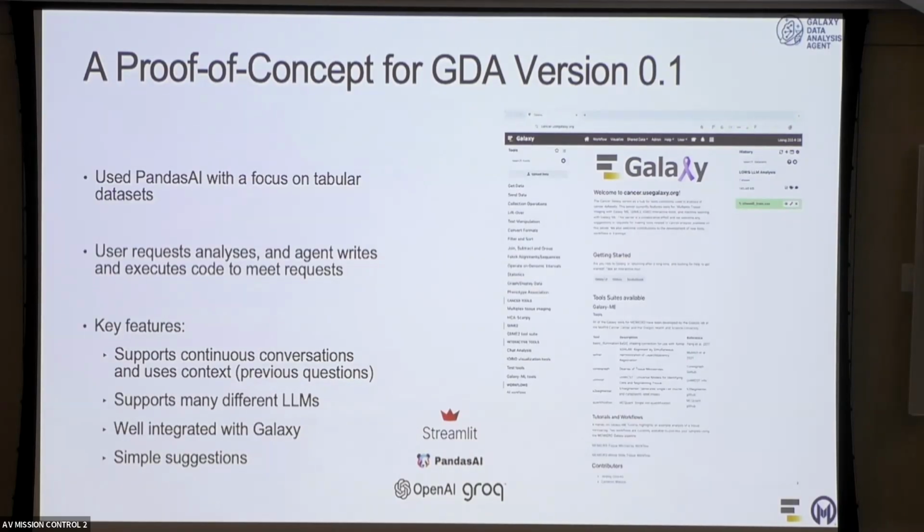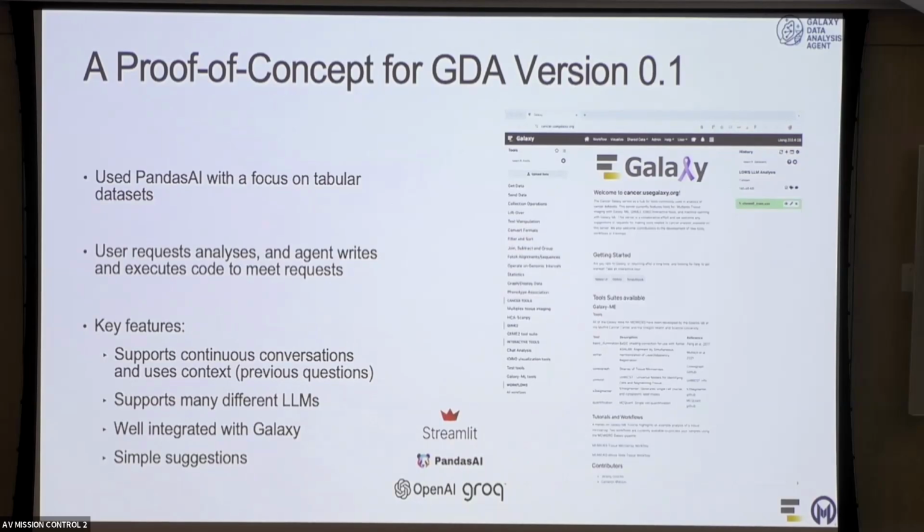So the first version that we made of this agent, we used something called the Pandas AI library. It was very particular to working with tabular data sets. It didn't do a lot of thinking. It executed basically one request at a time, but it allowed us a foothold to say we can create these conversations with our data. The agent will support these conversations.